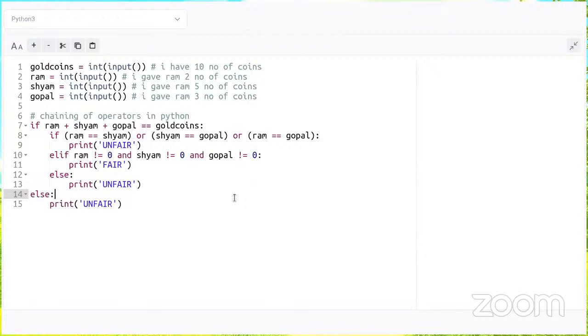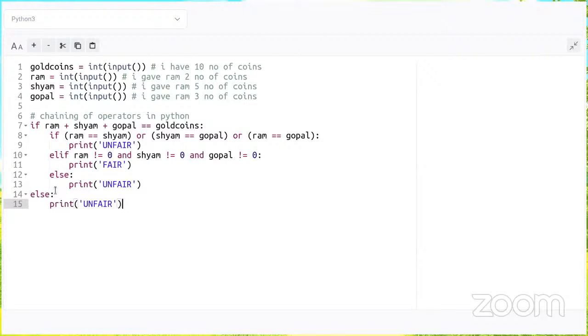Are lines 14 and 15 needed, sir, in this code? Because by the 12th and 13th lines, the things have been done. See, 14 is needed. If they are not equal to the total number of gold coins, then you will end up not printing anything, right? So you will never print unfair. Line number 10 is actually what I asked.